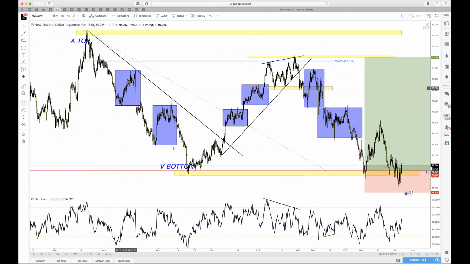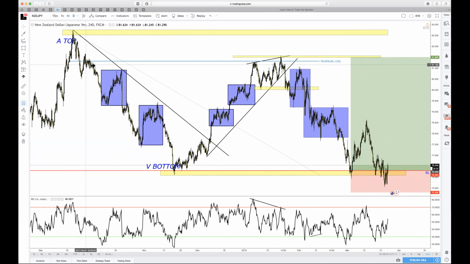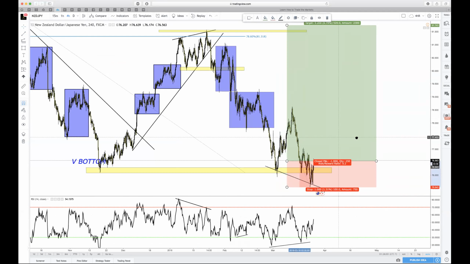Okay, A top, level 1, level 2, V bottom. Those are advanced stuff that I don't want to even go into yet. But M, level 1, level 2, a W with a divergence. Okay, a divergence right here. Price went up, came back down, hit my stop to break even. Guess what? I'm gonna get back in again. I'm not scared of stop losses. It's a break even stop loss anyways.